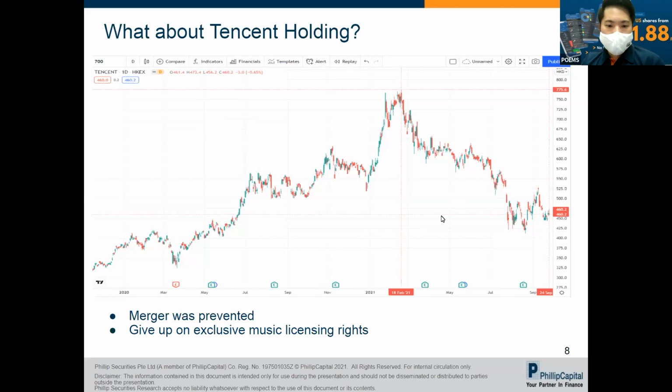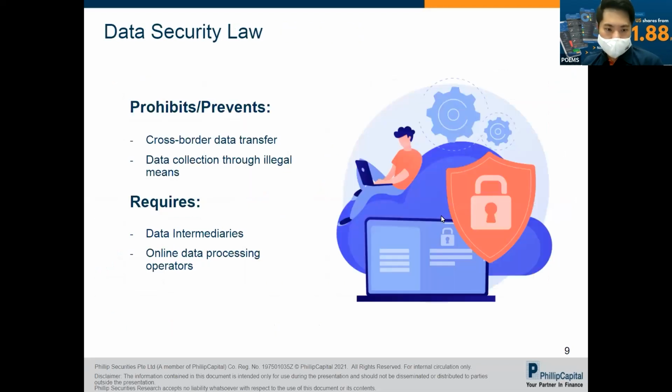Next, I'll be talking about the data security law. The data security law prohibits cross-border data transfer, as well as data collection through illegal means. So what does this actually mean? In simple terms, any data that has been collected within China is not to leak out of the country. And for data collection through illegal means, anyone is not allowed to hack or acquire any other personal information through illegal means.